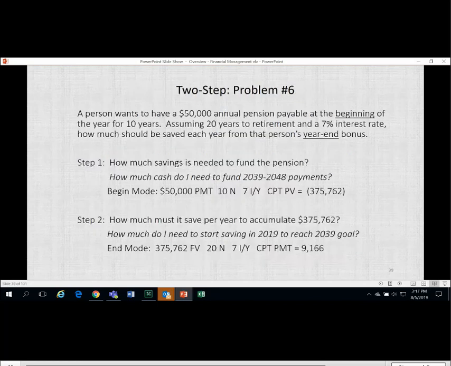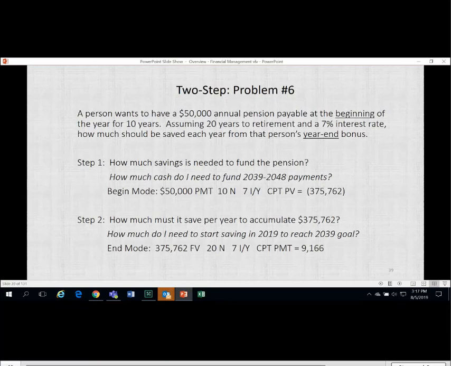Next, we have the dreaded two-step problem. These problems are difficult, but it's two fairly straightforward, simple problems that are lumped together to make one problem. And that becomes difficult. So let's look at this. It says a person wants to have a $50,000 annual pension payable at the beginning of the year for 10 years. Assuming 20 years to retirement at 7% interest rate, how much should be saved each year from that year-end bonus?